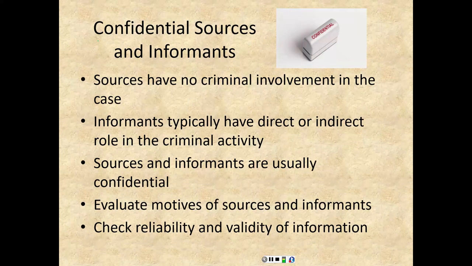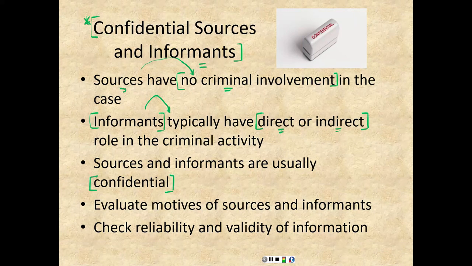Confidential sources. By the way, this is typically where your first indication comes from. Confidential sources or informants. Sources have no criminal involvement. Now notice the difference between the two. Informants typically do have either direct or indirect involvement. So informants know about it because they were part of it, where a source is not part of it. Notice, usually confidential.